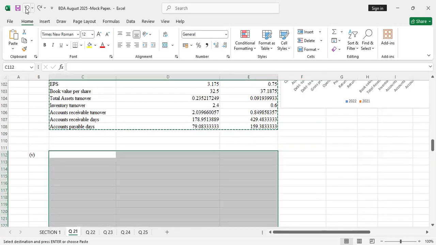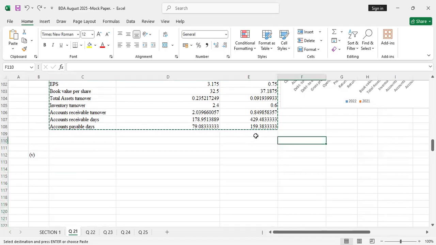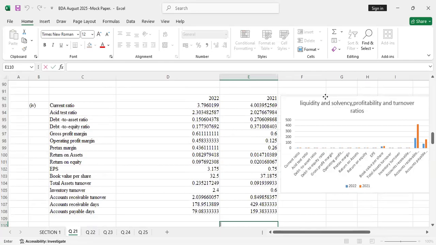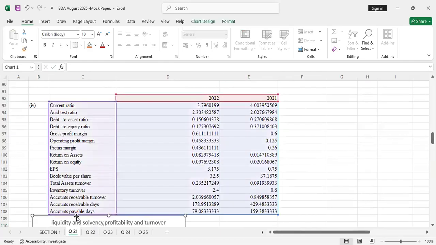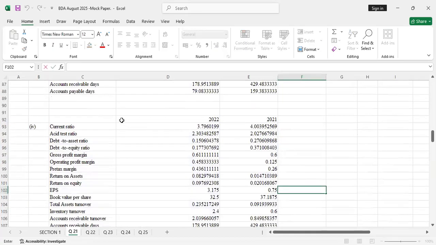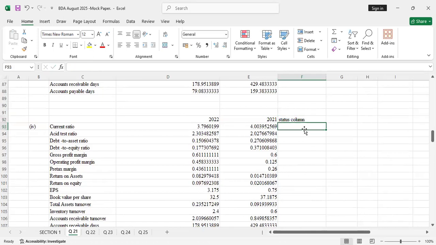Let me click that. Yeah, so what I'm going to do, let me just pull this down and click here. So I'll use this data. I'll say here the status column, for answering question 5. So under the status column, we'll use the IF function.